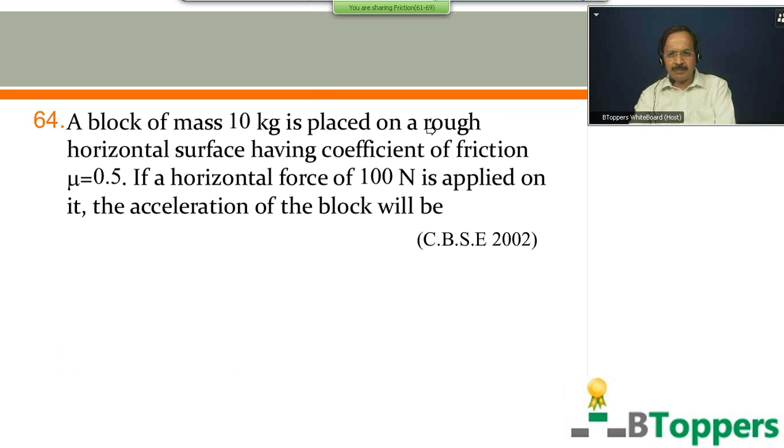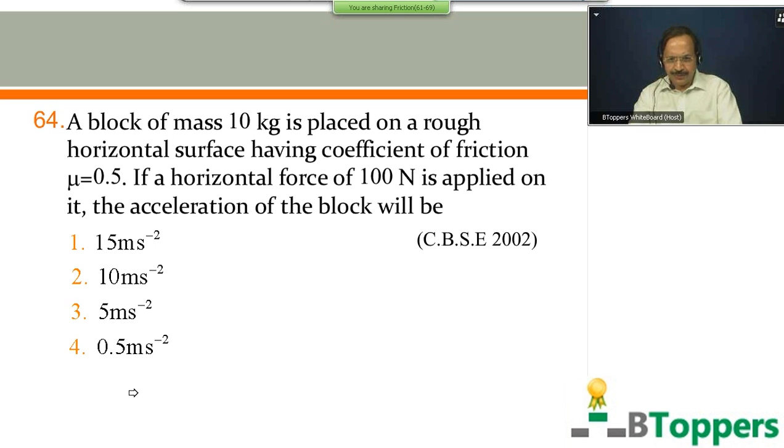Block of mass 10 kg is placed on a rough horizontal surface having coefficient of friction mu equal to 0.5. The horizontal force of 100 Newton is applied on it. The acceleration of the block will be? You are given 4 options. You have to find out the answer. Take g as 10 meter per second square, even though it's not mentioned here. Better you write g equal to 10 meter per second square for this problem. Come on, try this question.